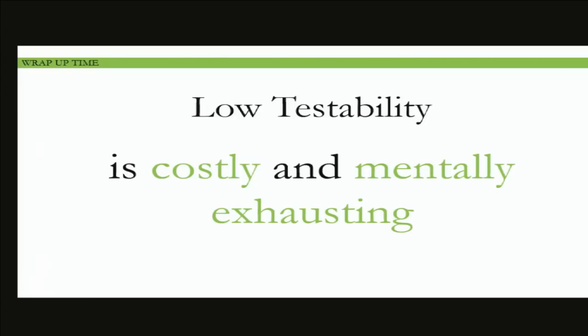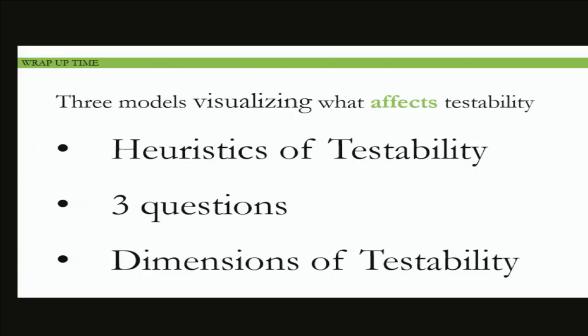The second highlight that I had was how visualizing testability can help you. I believe that visualizing testability can make it easier for you to understand what actually affects how easily a product can be tested. So it can help you in your testing. And I've shown you 3 different models here on how to actually visualize what affects testability. The first one is Heuristics of Testability. The second one is my 3 questions. And then we have dimensions of testability.